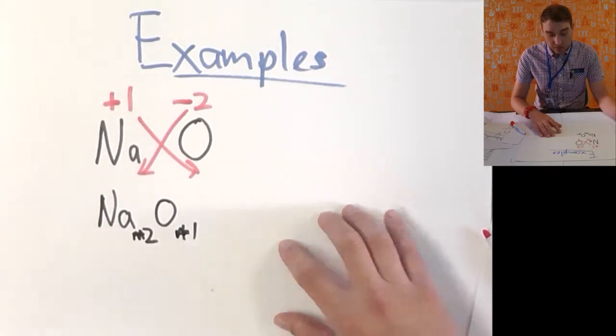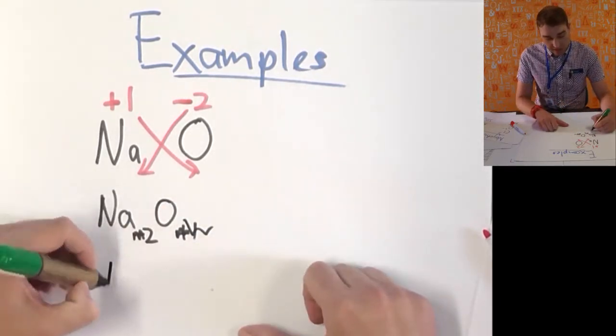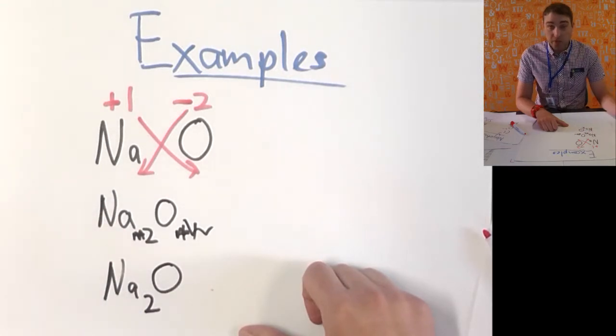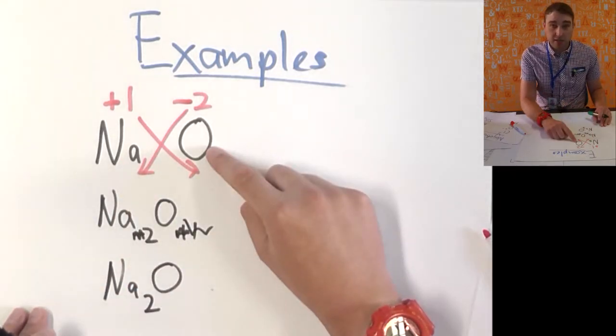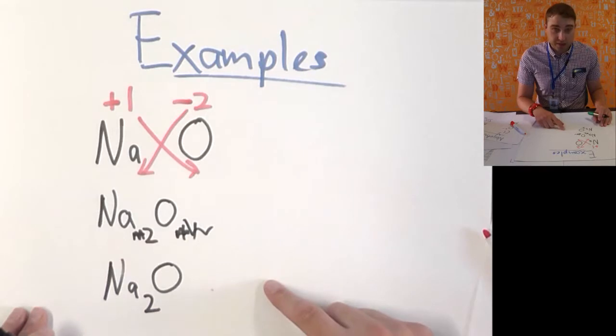And another thing we do, if you see any 1s, we get rid of those. So now if I write it out, I have Na2O, which is the formula of sodium oxide. All we've done here is basically figured out how many sodiums we need to balance the charge of the oxygen, the oxide ion, and vice versa. So how many oxides do we need to balance the charge of the sodium? That's all this process does.